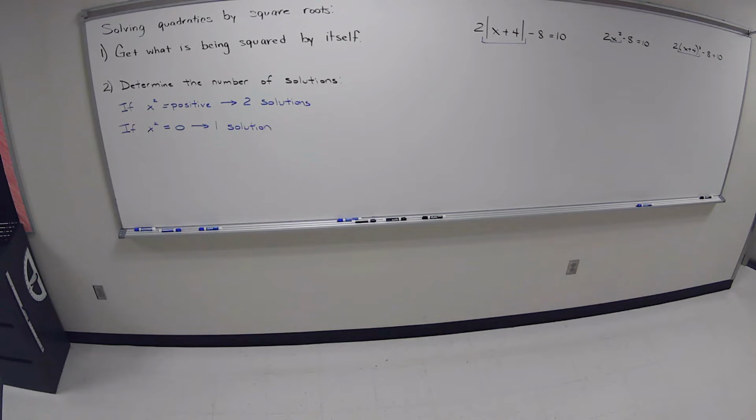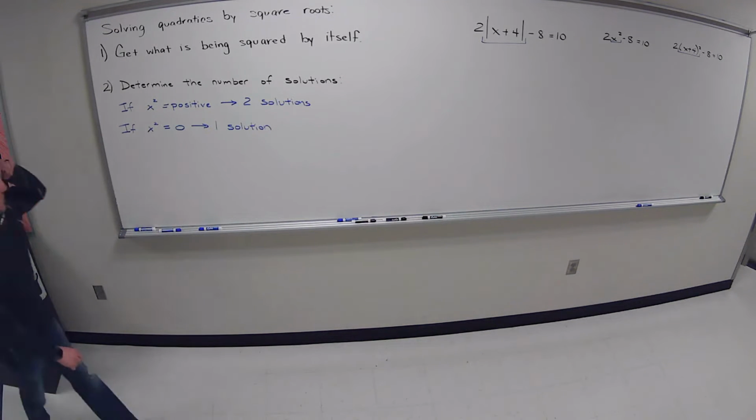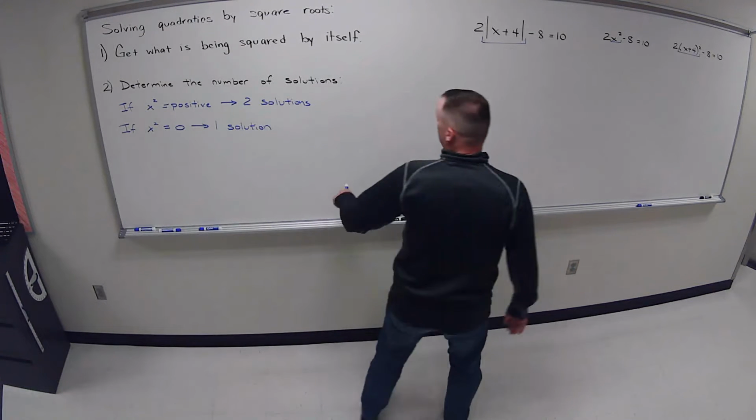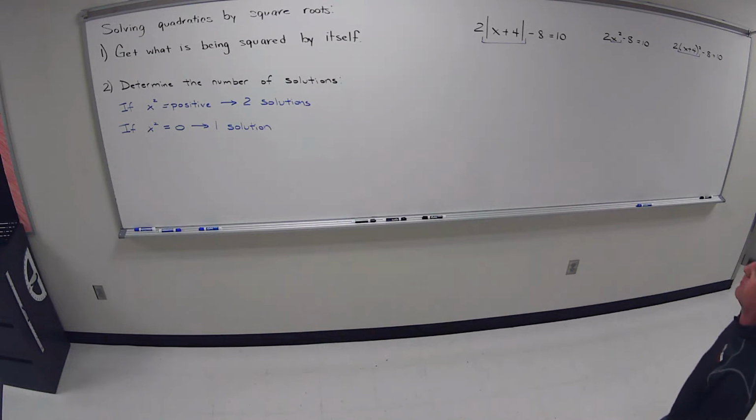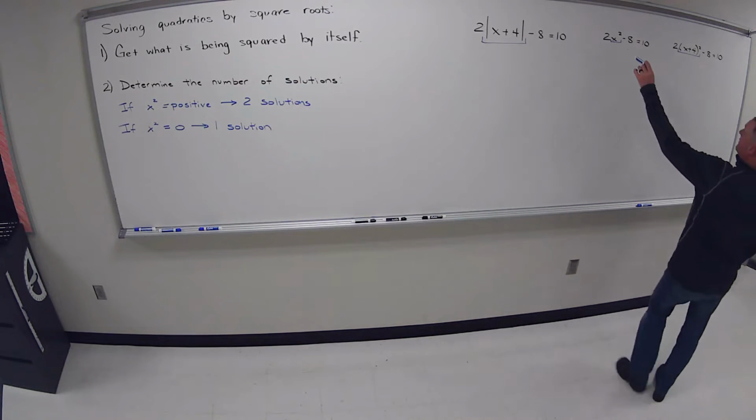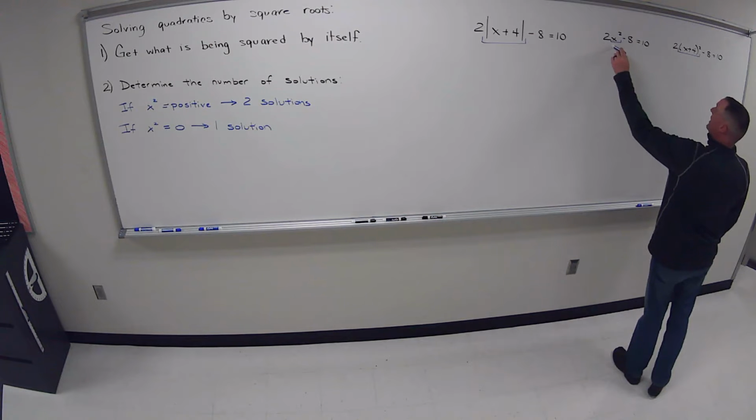Let's go ahead and wrap this up and then, like I said, actually get into our notes. So, recapping, during fifth period, we talked about solving quadratics by using square roots. So get what is being squared by itself. Again, sometimes that might just be the variable of x. And for today, that's all it's going to be.